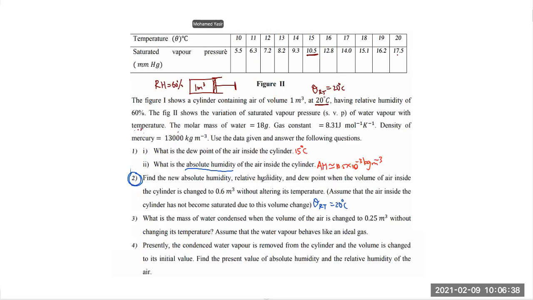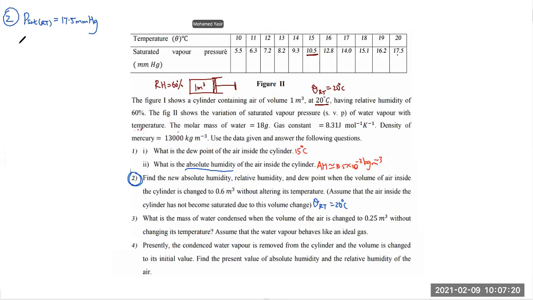Fine. Let's start then. If the room temperature is still the same, then for the second part, saturated vapor pressure is still the same value. Saturated vapor pressure at room temperature is still 17.5 millimeter mercury. And in the earlier question we have discussed, the absolute humidity is 10.5 into 10 to the minus 3 kilogram per meter cube.